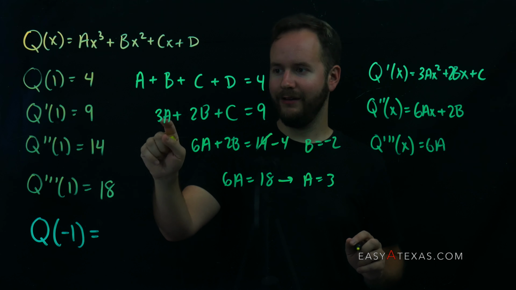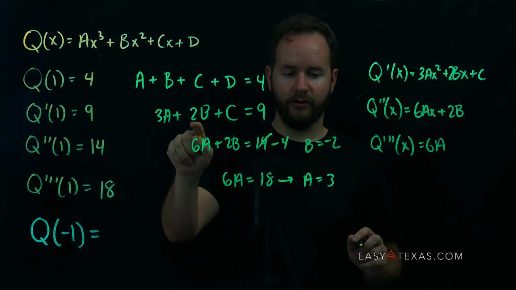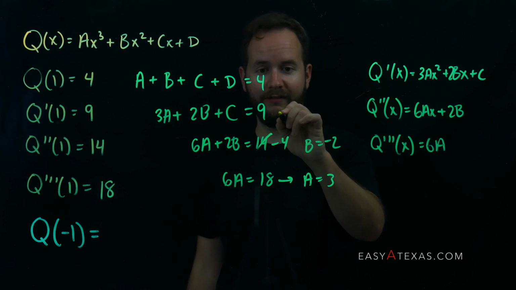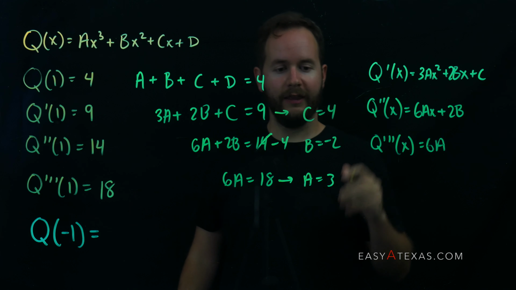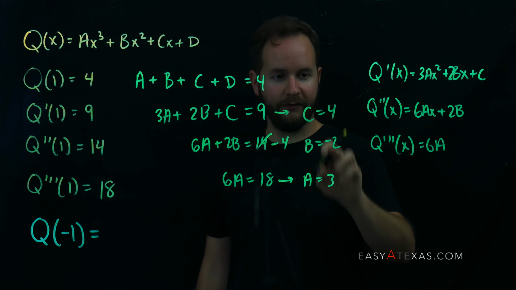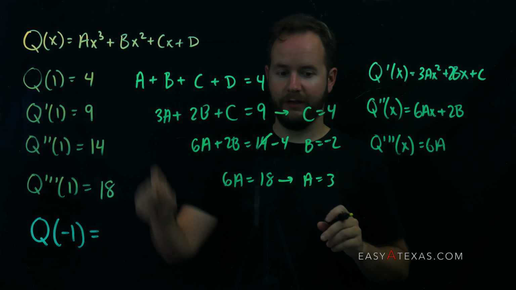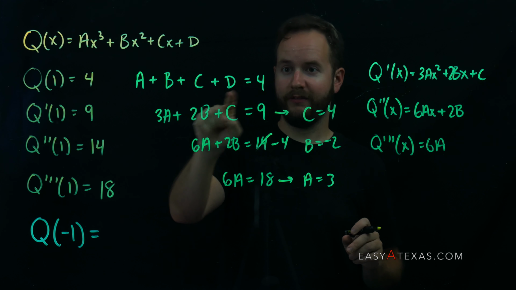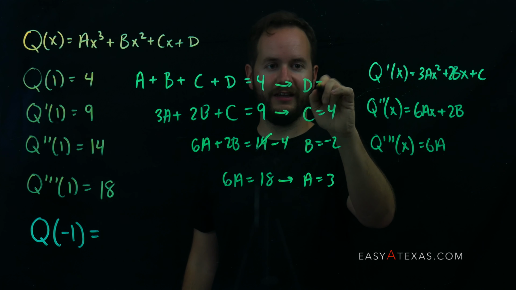Take a equals 3 and b equals negative 2, plug them in here, and we get 3 times 3 is 9. Subtract the 9 from that gives me 0. 2 times negative 2 is negative 4. And if I add 4 over to the right, I get simply c equals 4. And then lastly, I'm going to take 3, negative 2, and 4, plug them into this equation to find that 3 minus 2 is 1, plus 4 is 5, plus d equals 4. That tells me d equals negative 1.